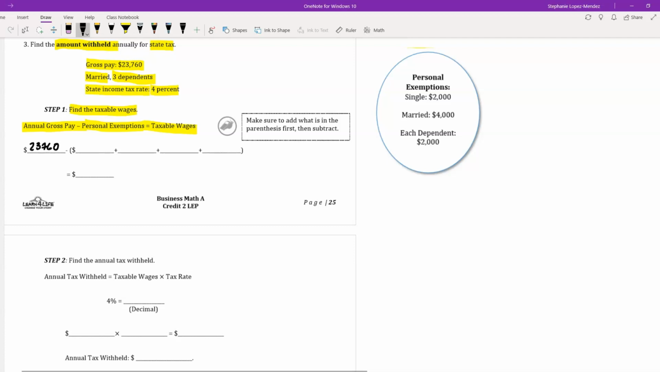So first, the person is married, right? So the personal exemption for a married person or married couple is $4,000. So first, I am subtracting this $4,000. And also, this person has 3 dependents. So according to our personal exemption circle, each dependent is $2,000. So I am subtracting 3 times $2,000.